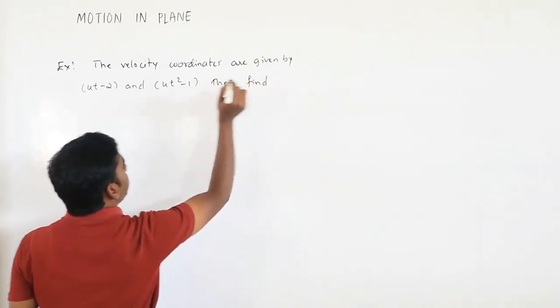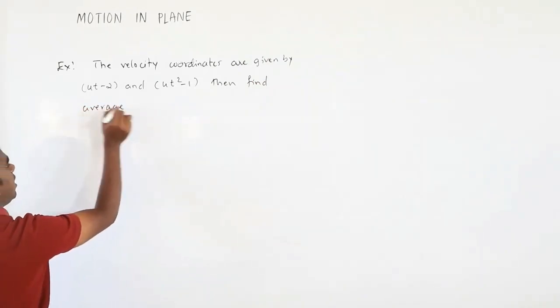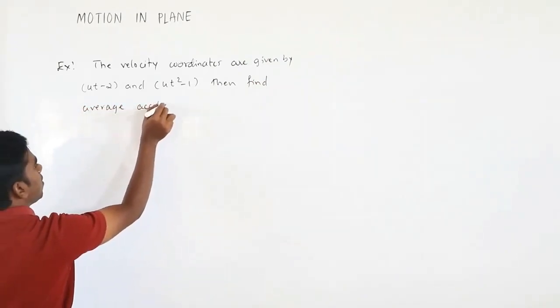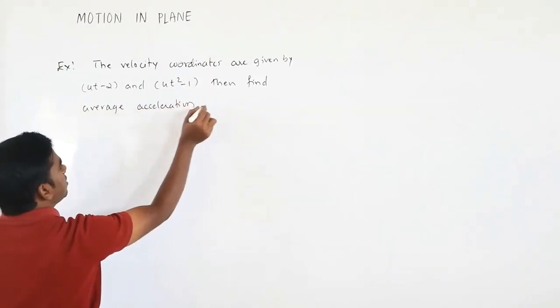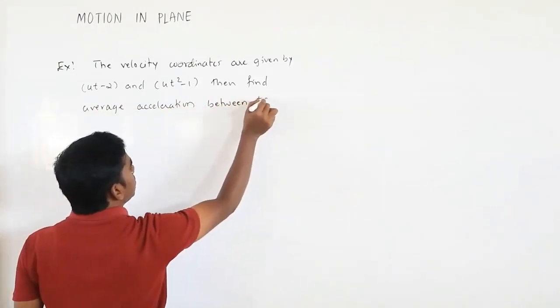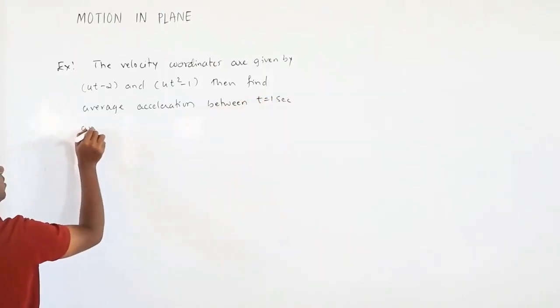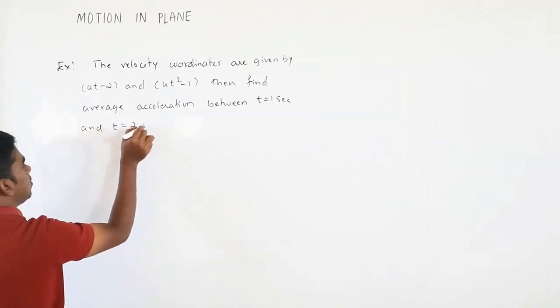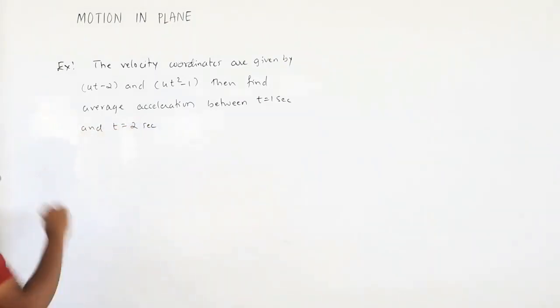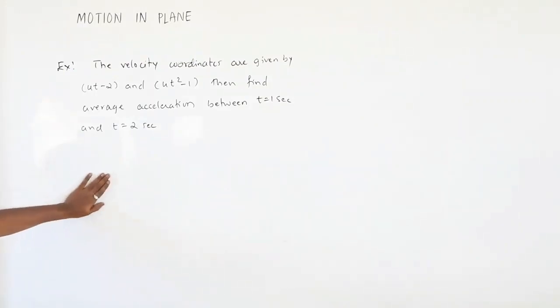Find average acceleration between t equals 1 second and t equals 2 seconds. Okay, so you have to find the average acceleration between t equals 1 second and t equals 2 seconds. How can we find it?